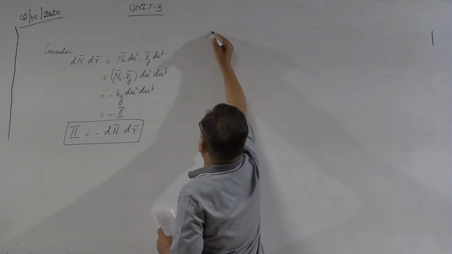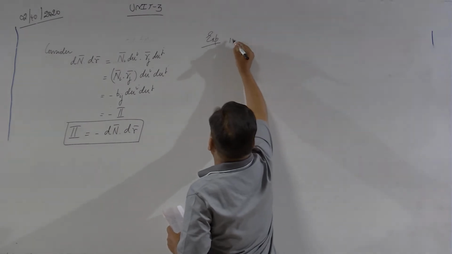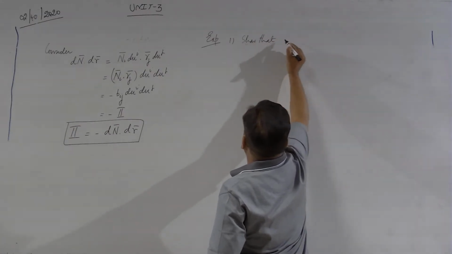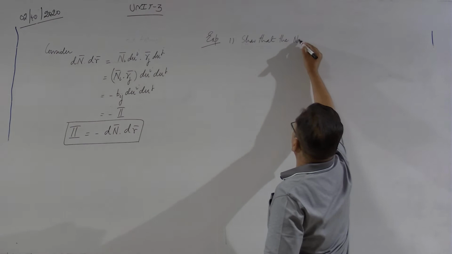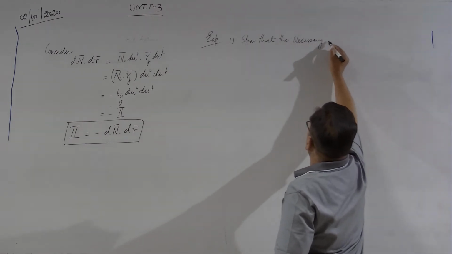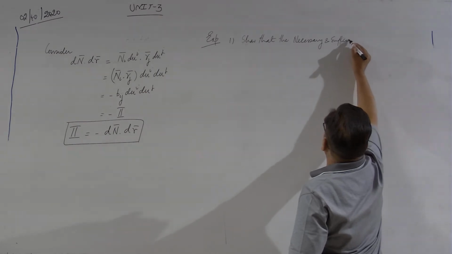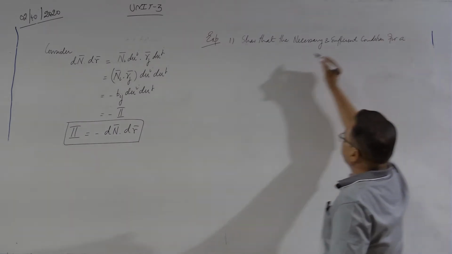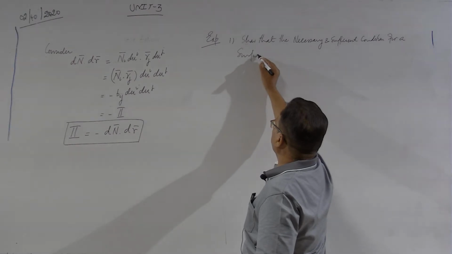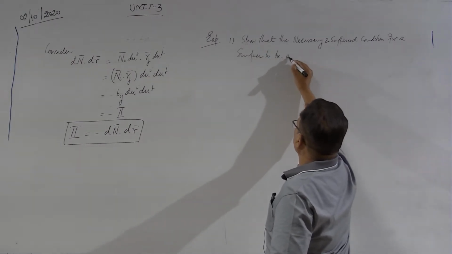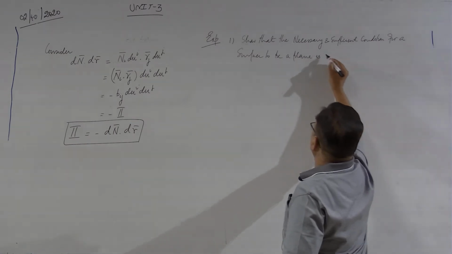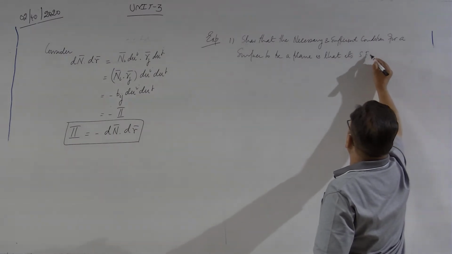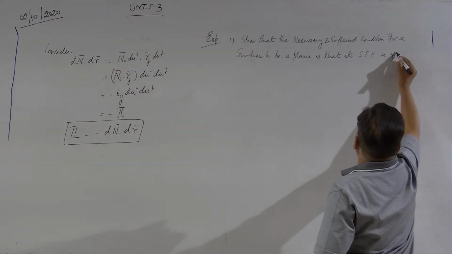Number 1, these are some examples. Show that the necessary and sufficient condition for a surface to be a plane is that its second fundamental form is identically 0.